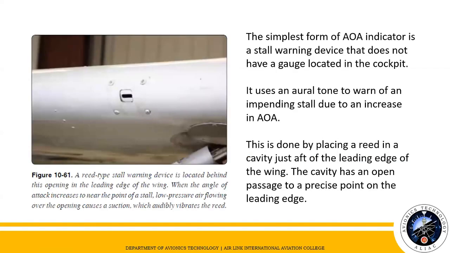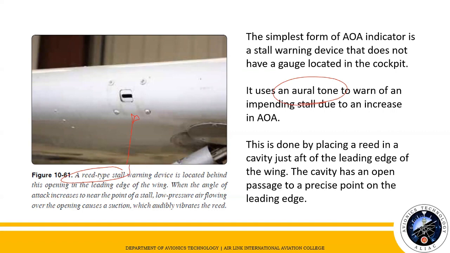The simplest form of AOA indicator is a stall warning device that does not have a gauge located in the cockpit. It only uses an aural tone to warn of an impending stall due to an increase in the angle of attack. One example is the reed type warning device located behind an opening in the leading edge of the wings.